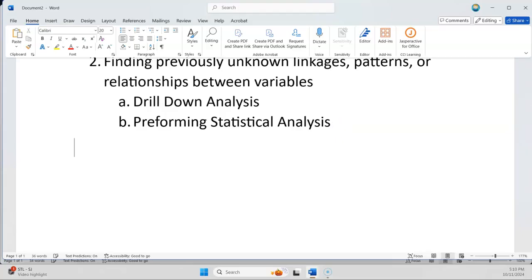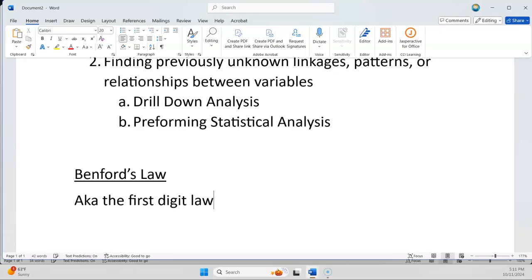Let's get another couple lines here. Benford's law. So, what is Benford's law? It's also known as the first digit law. And what it is, is a really weird statistical phenomenon that describes the distribution of leading digits in real-life data sets.